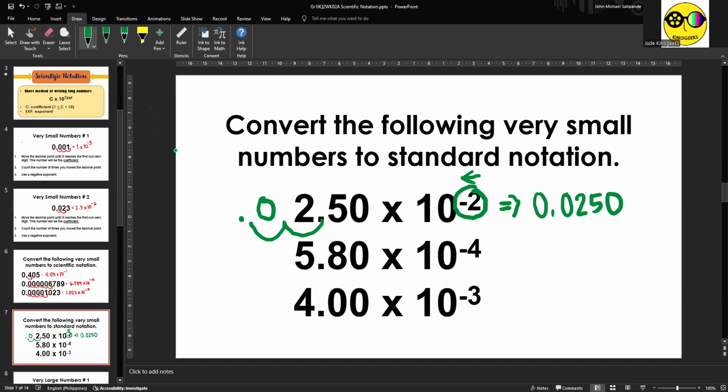Next one, we have 5.80 times 10 raised to negative 4. We move the decimal point 4 times to the left. 1, 2, 3, 4. There are three vacant spaces. You have to fill them with 0. So that number is 0.000580.